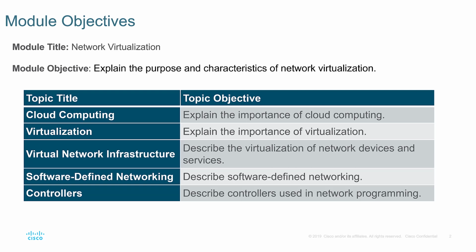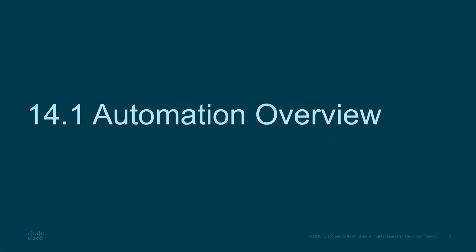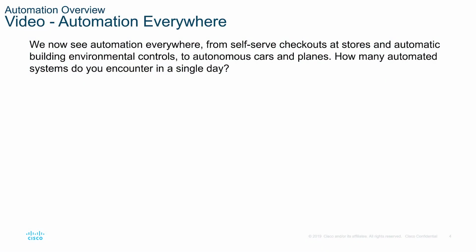Alright, so the first section is about automation. In our course shell, there is a video explaining automation. Basically, it's everywhere. Self-checkout, automatic building environment controls, things that learn, all of our smart appliances, all of that is part of automation. Even autonomous cars and airplanes. All of that deals with automation systems that we encounter that we don't even realize.